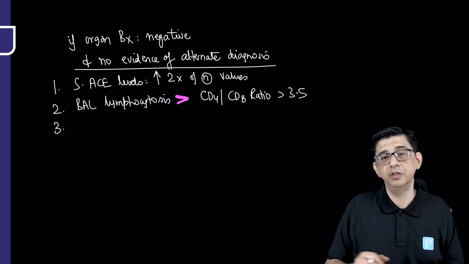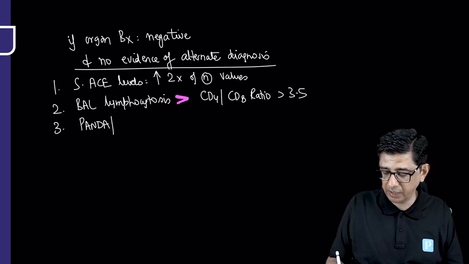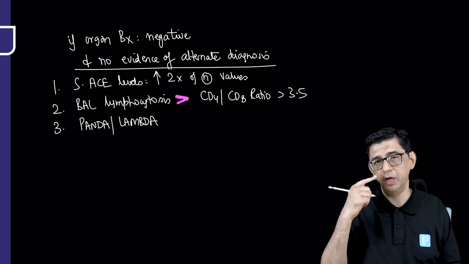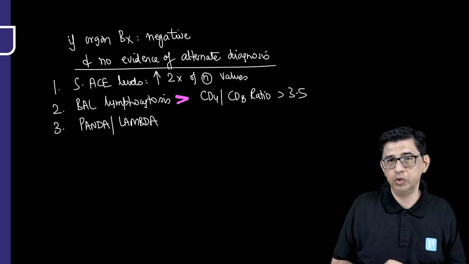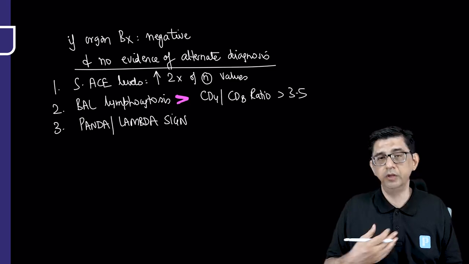The third investigation that should be done to prove that we are dealing with a case of sarcoidosis is a gallium 67 scan. So we'll be seeing a panda sign and a lambda sign. This panda sign is because like the panda will be having blackening around their eyes. Similarly, the panda sign here is due to the involvement of the lacrimal glands, and the lambda sign is because of the involvement of the lymph nodes in the chest.